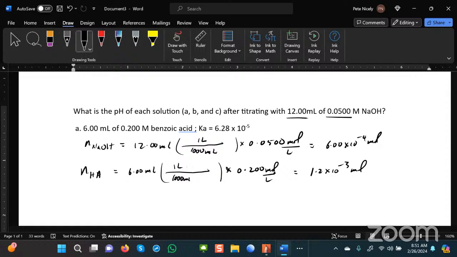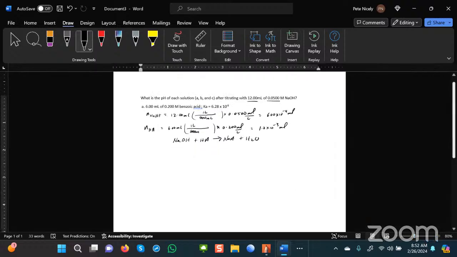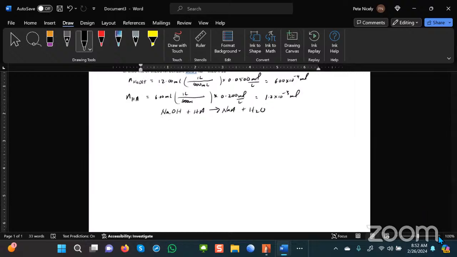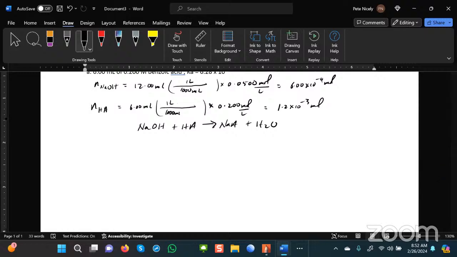The next thing I would do is write down the balanced equation for the reaction between the sodium hydroxide and the benzoic acid. And of course, the product of that reaction is sodium benzoate plus water, right? And then what I would do next is write down an ICE table for this reaction. So initially, you're going to have 6.00 times 10 to the minus 4 moles for the sodium hydroxide. For the acid, you're going to have 1.2. Let me draw a line here to distinguish between those two. 1.2 times 10 to the minus 3 moles. And then for the sodium salt of the acid, you would have none initially, right?